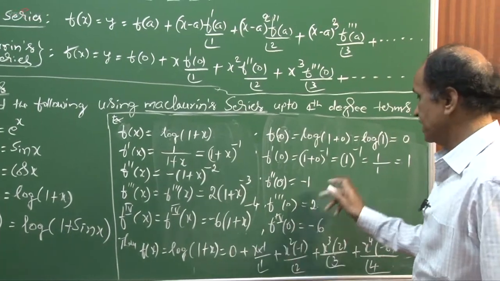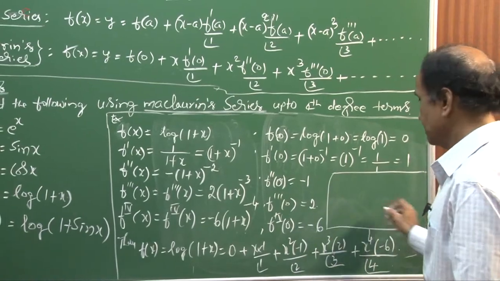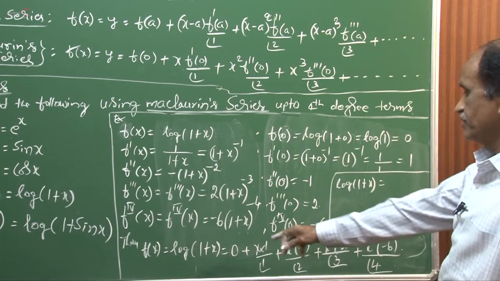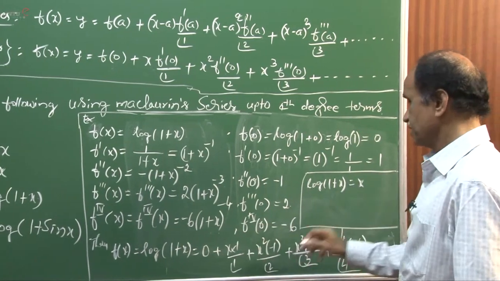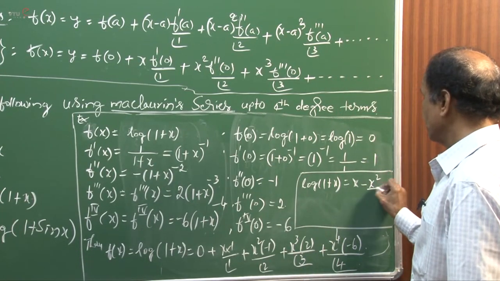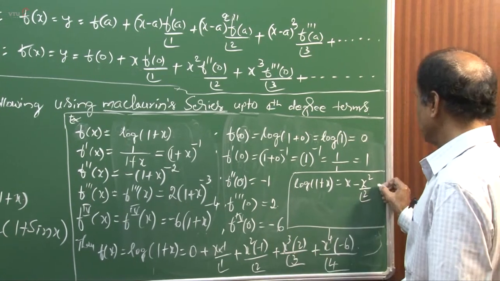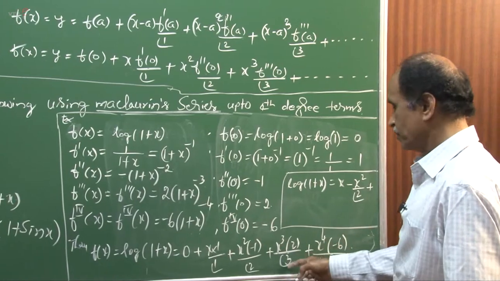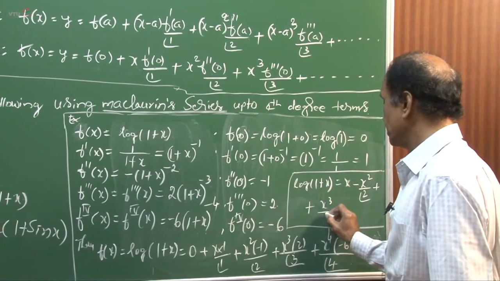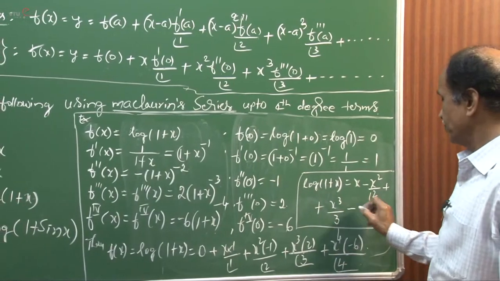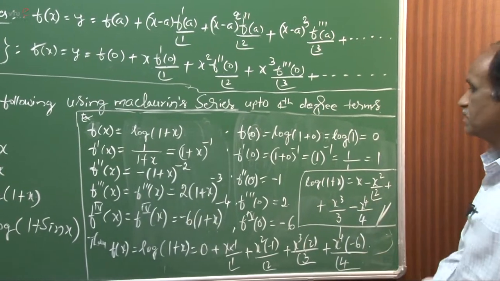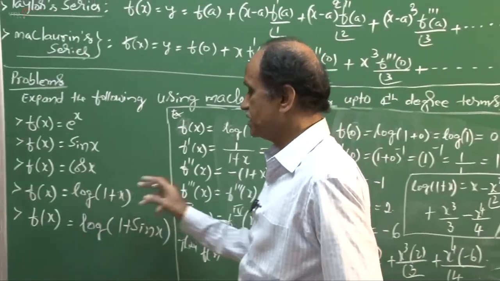So what are you getting finally then? Finally, we are getting log of 1 plus x is equal to, first term 0, second term x, and third term with a minus sign, minus x square by 2 factorial, and next term, you can also cancel this 2 with this 3 factorial, plus x cube divided by 3 only, and here minus sign, and 3 2s are 6, and x to the power of 4 divided by 4 only. So this is an important series for log of 1 plus x.